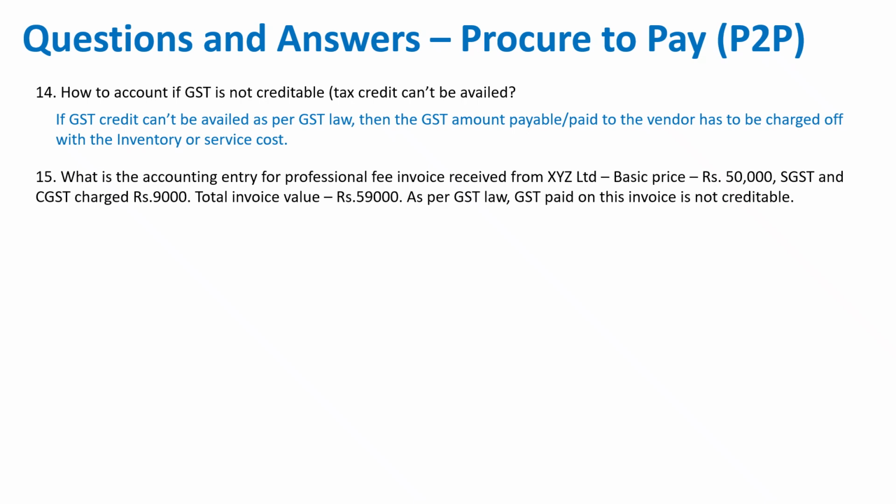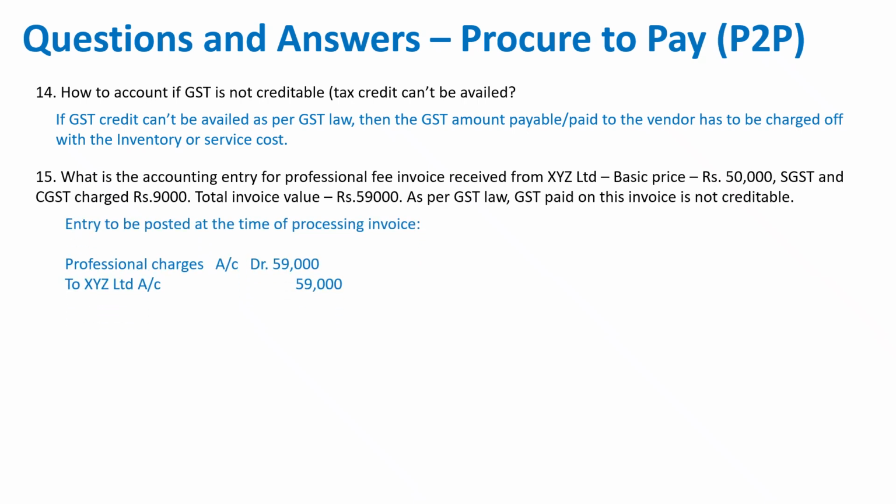Question number 15. What is the accounting entry for professional fee invoice received from XYZ Limited? Basic price is 50,000. SGST and CGST charge is rupees 9,000. Total invoice value is 59,000. As per GST law, GST paid on this invoice is not creditable. So this is an assumption that you can't take credit. How will be your accounting entry? So in this case, the entry to be posted is professional charges debited 59,000 to XYZ Limited 59,000.